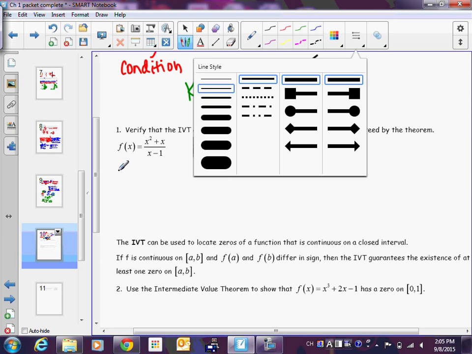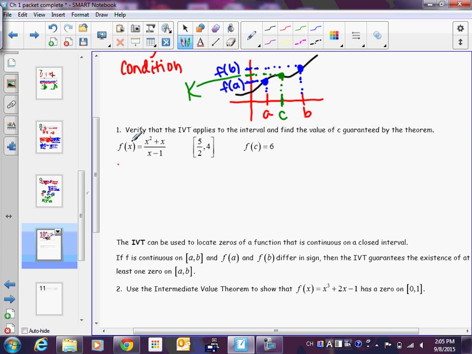Okay, so let's look at the first thing. So on number 1, it says verify that the IVT applies. Okay, I'm not even going to go any further. If this is kind of like a proof, I need to state that the conditions are met. So the conditions are that f of x is continuous on this particular interval, 5/2 comma 4.